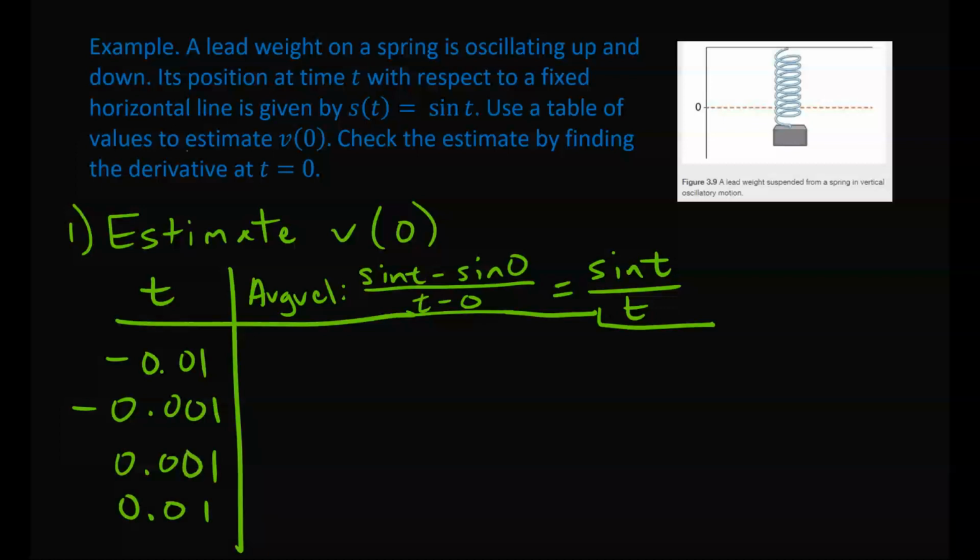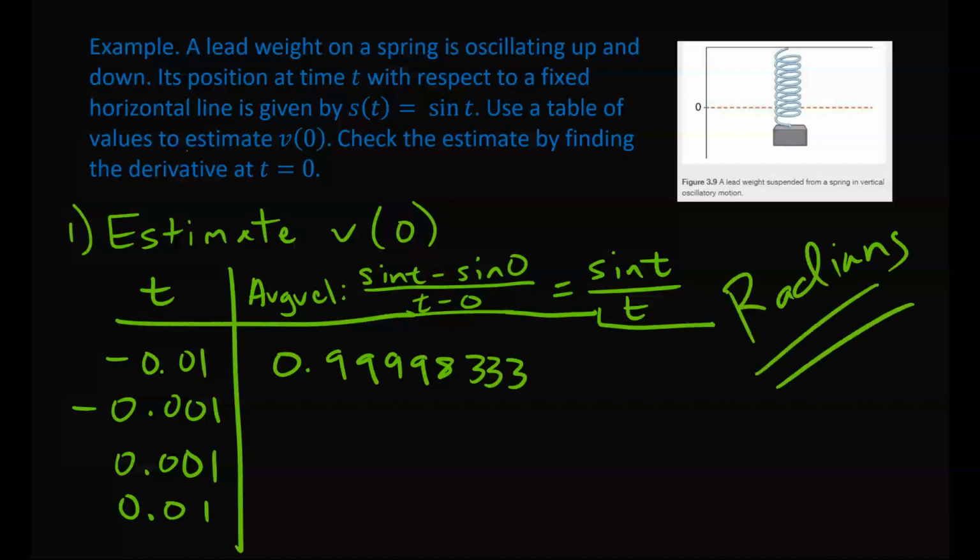And feel free to pause here and finish this table yourself. Just use a calculator to find the values of sine of t over t. And make sure whenever you're using a calculator to evaluate sine that you're in radians. Right? So always in calculus, we'll do radians for our trig functions. And we'll revisit that later in the term and say why when we are a little more prepared to do so.